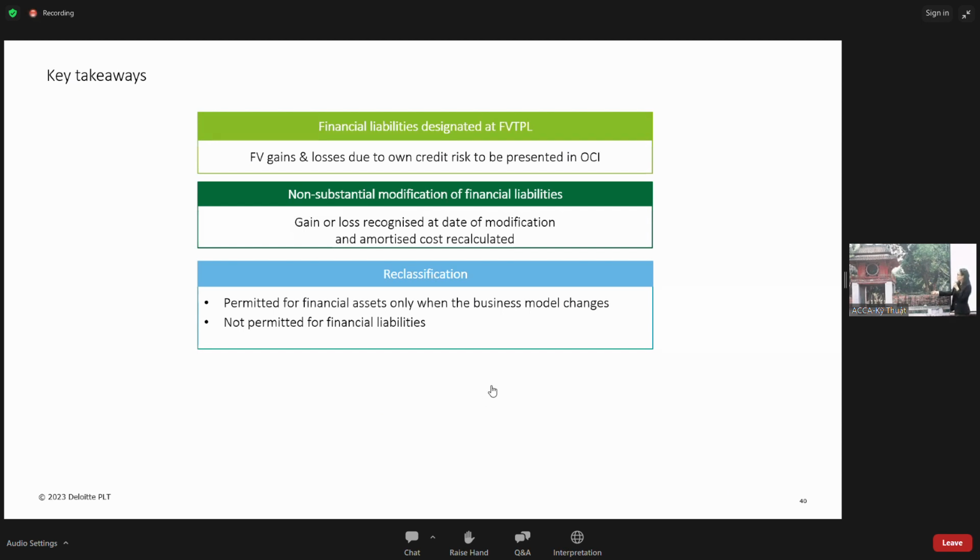Now, reclassification is permitted for financial assets only when the business model has changed. Intending to change is not good enough because you do not demonstrate that actual change to external parties. And for financial liabilities, why don't I have that? Because it's not allowed. So it becomes fairly simple. I don't even have to consider fair value to P&L to amortized cost for liabilities at all.